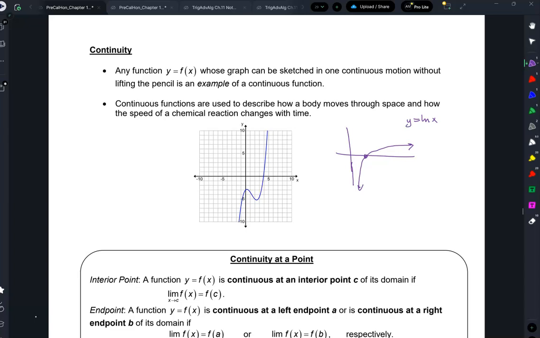The domain is all the values of x that are not undefined, all the values of x that would give you a defined value. So ln of x can't have a domain of negative to positive infinity because ln of negative 3 does not work. That's why the domain is 0 to infinity. And if within its domain it's always continuous, then we say it's a continuous function.